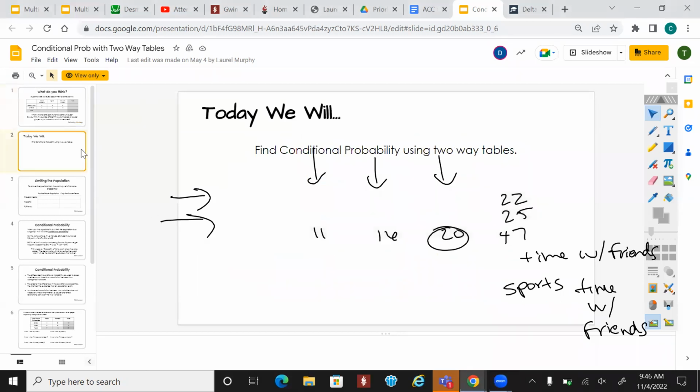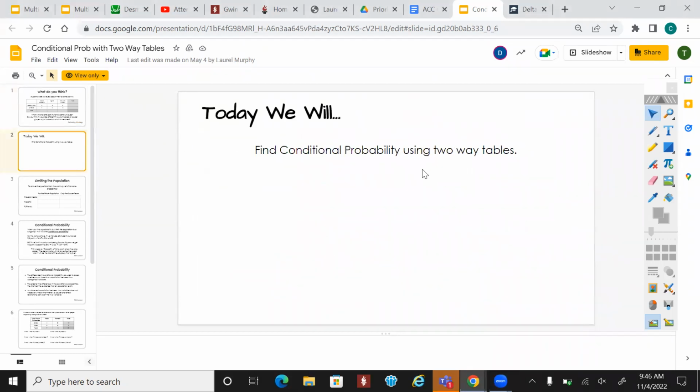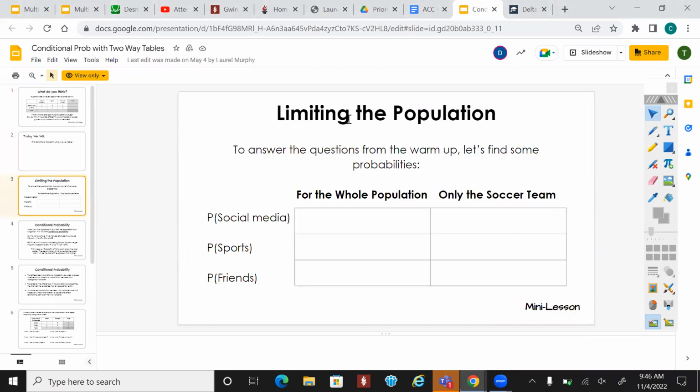Anyways, you're going to title your paper Conditional Probability. And we started using these two-way tables. You saw it back in Algebra 1. So again, we're revisiting that stuff. Conditional probability.